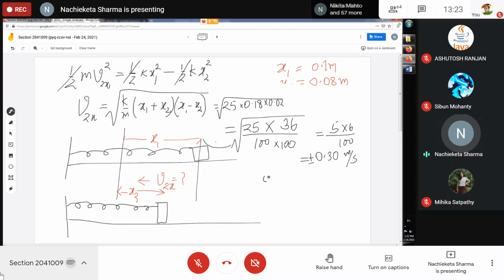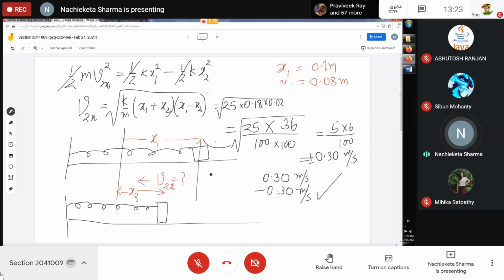So your answer will be both 0.30 meter per second, because mathematics shows you that both the answers are correct, 0.30 meter per second and minus 0.30 meter per second. This is what mathematics says. But physics says that now the glider is moving in the negative x-axis. So the answer will be minus 0.30 meter per second. Then why did mathematics tell you 0.30 meter per second?